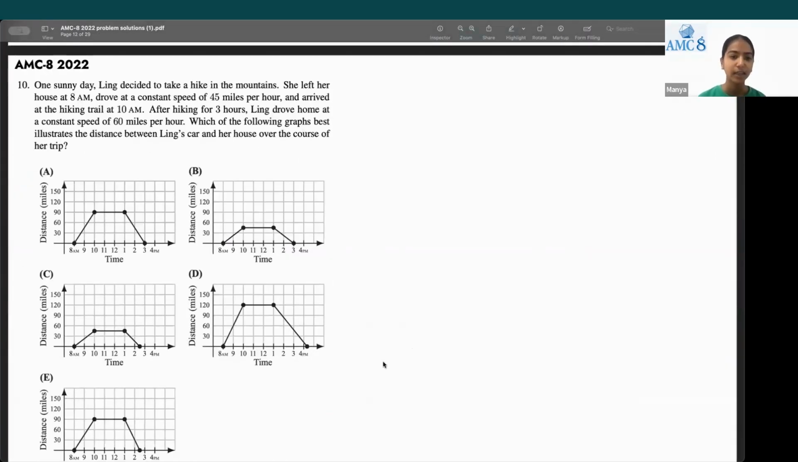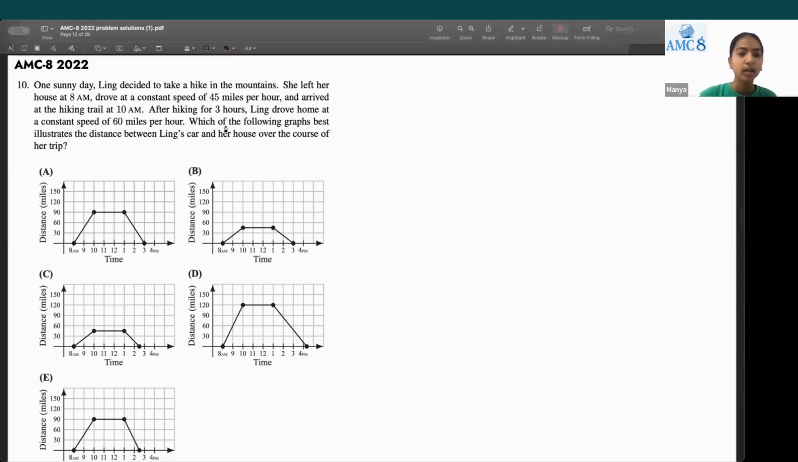Ling decided to take a hike in the mountains. She left her house at 8 a.m., drove at a constant speed of 45 miles per hour, and arrived at the hiking trail at 10 a.m. After hiking for 3 hours, Ling drove home at a constant speed of 60 miles per hour. Which of the following graphs best illustrates the distance between Ling's car and her house over the course of her trip?